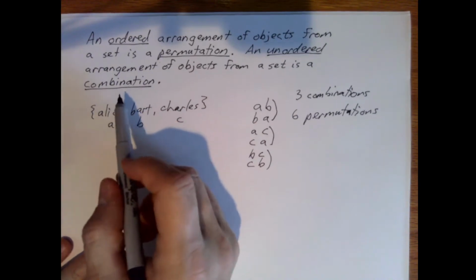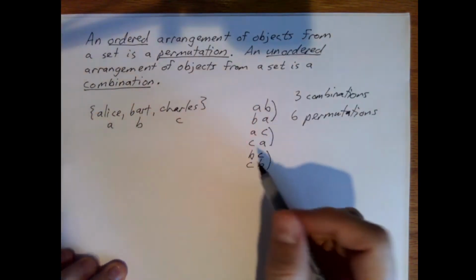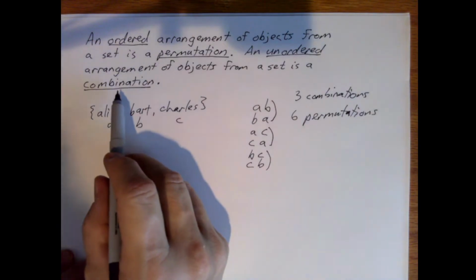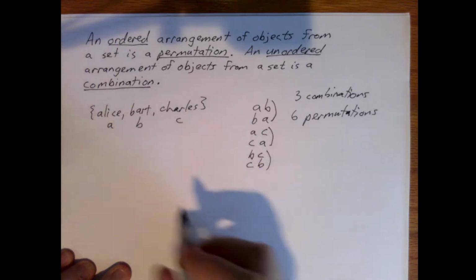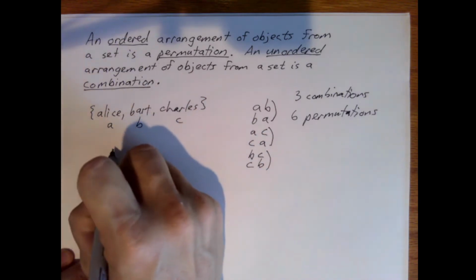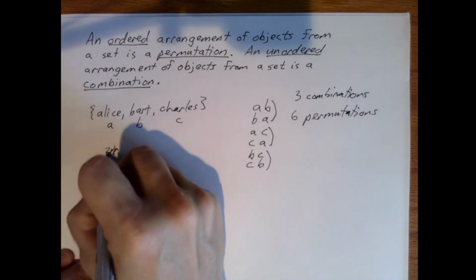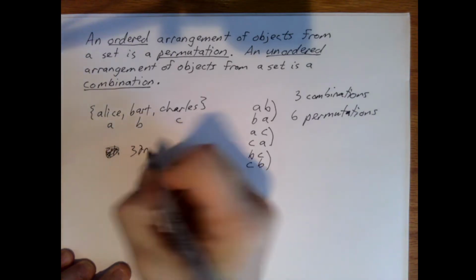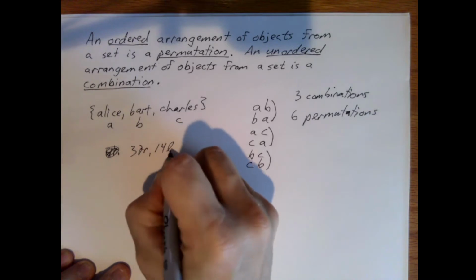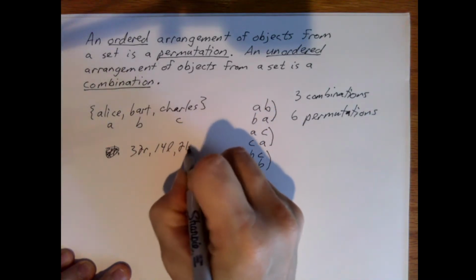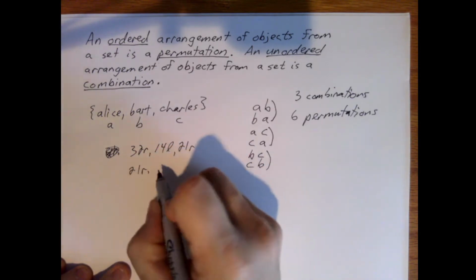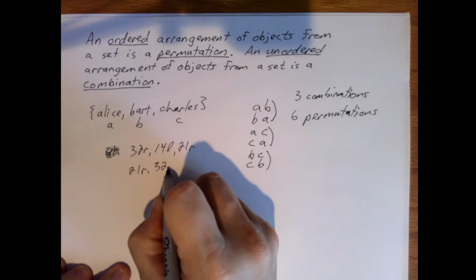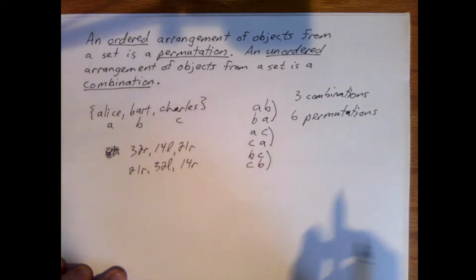So how do you keep it straight which one's which? What helps me is a memory aid that I saw many years ago, and that is combination locks should really be called permutation locks. In combination locks, you're given 3 numbers typically. So it might be something like this. It might be 32 right, followed by 14 left, followed by 21 right. Well, that's clearly different than 21 right, 32 left, 14 right.